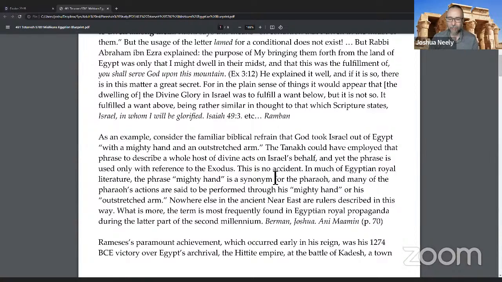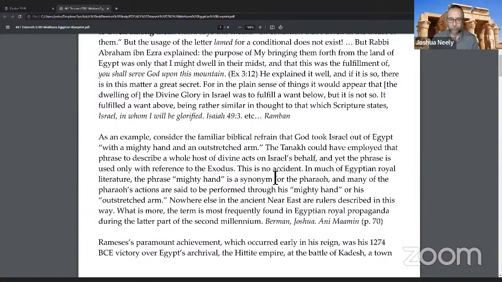And the first thing we have to understand about whether or not the Exodus actually took place is whether or not it feels like it comes from the right time period from Egyptian history. That is to say, do the Torah texts seem to have anything that would be considered contemporaneous with the time period in Egyptian history that they're talking about? And indeed, they do. As an example, he argues, consider the familiar biblical refrain that God took Israel out of Egypt with a mighty hand and an outstretched arm. No more famous phrase than that.